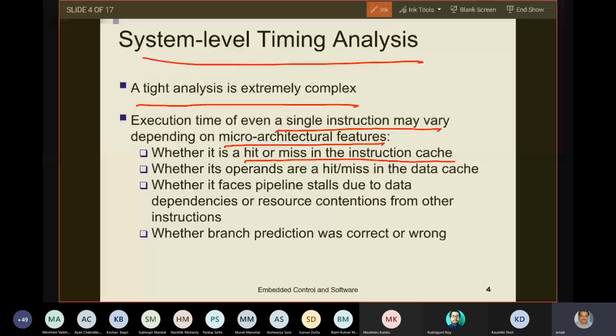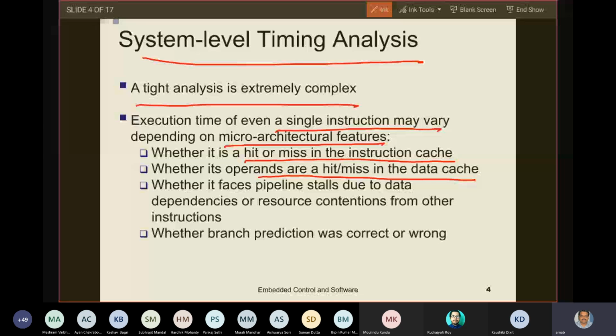Your operands may be a hit or miss as well. Depending on that, your time to fetch the operands of that instruction will vary. If it is a miss on the data cache, so you have an L1 cache miss, then you have to get to L2 for that case.